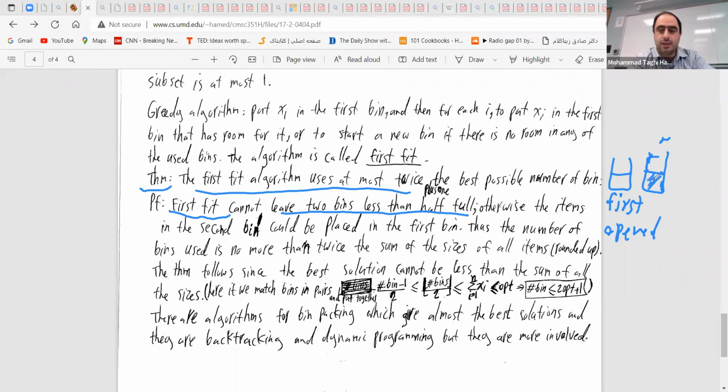Then anything that you have here, you could put it here, essentially. So it means that it should be nothing less than half. Now, so what do we have? Then we have that. So we know that the number of bins that we have used cannot be more than twice the sum of the size of all objects.